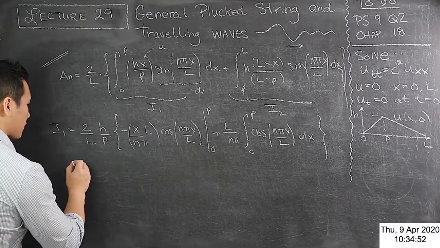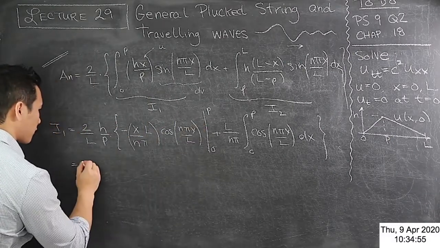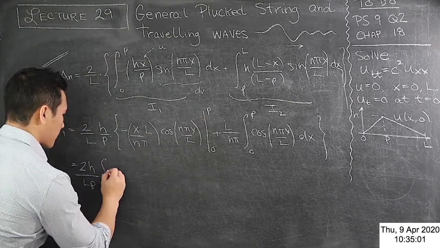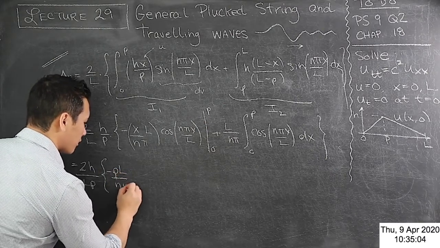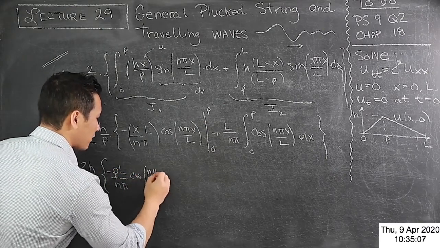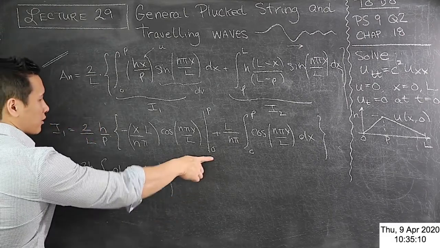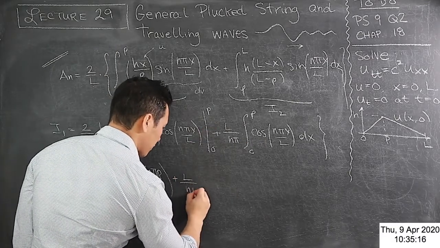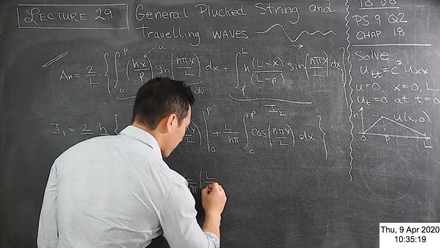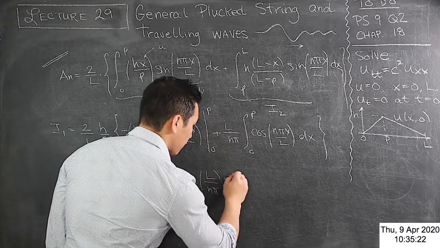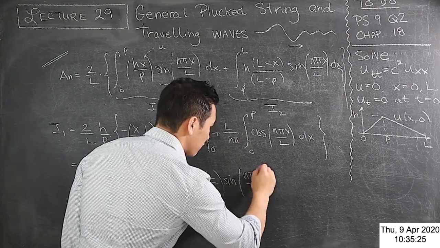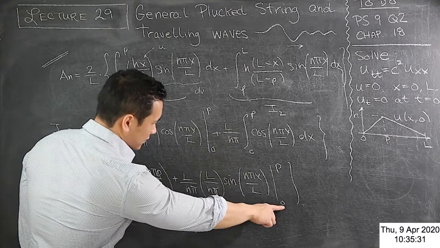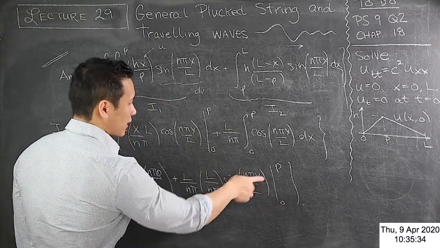So let's go ahead and set the boundary condition. We only have the top boundary condition there. So it's a 2h over L times p. And then you have the top boundary condition that's a minus pL over n pi times a cosine of n pi p over L. The 0 boundary disappears, and then you have to integrate this thing plus L over n pi, and then you have another factor of L over n pi times the sine of n pi x over L from 0 to p. Okay. Finally, when you stick in 0 into the sine function, it disappears, and you only have the p endpoint.